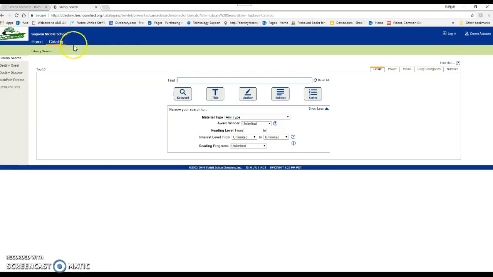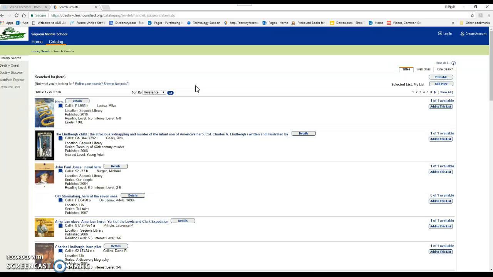Then you want to get to our online card catalog. So if I don't have a particular author or title in mind and I'm just kind of stuck, I can just go with maybe a topic, and maybe my topic might be hero. Just type it in and push enter. So here's the first book is called Hero, so that's a given.